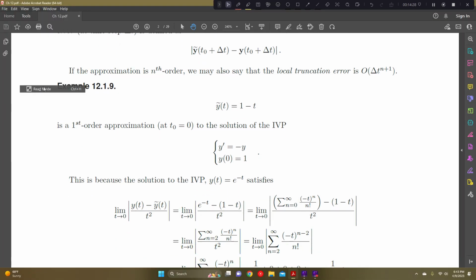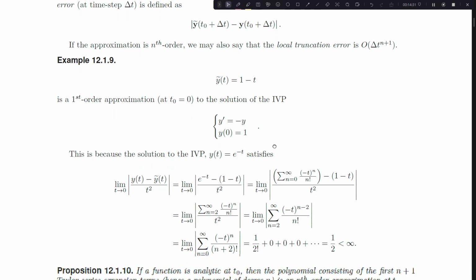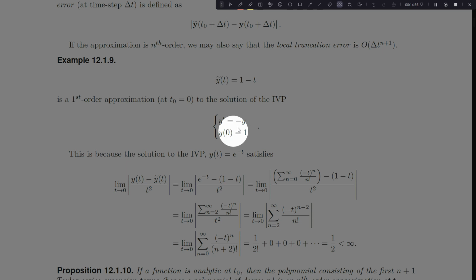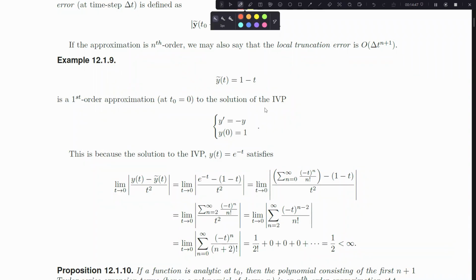So here's a nice example. We'll look at the approximation here for the IVP y prime equals negative y and y at 0 equals 1. I'm going to claim that the approximation 1 minus t is first order. Right, so 1 minus t is definitely not the solution here. We can get the solution really quick. Our solution is just y of t equals e to the minus t, by chapter 6 or 7 methods.